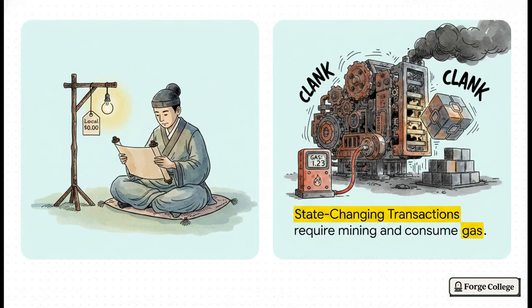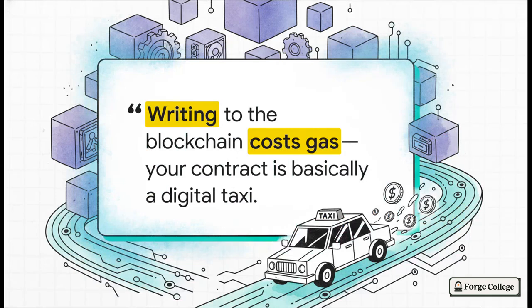So the really crucial point here is understanding the economic difference between our getter and our setter. On the left, view functions, our getters, are local and they are absolutely free. You're just reading data that your node already has on hand. But on the right, state-changing transactions, our setters, require network consensus. They literally have to be mined into a block. And because they are permanently altering the blockchain state, they consume gas. To put it bluntly, yes, writing to the blockchain costs gas.